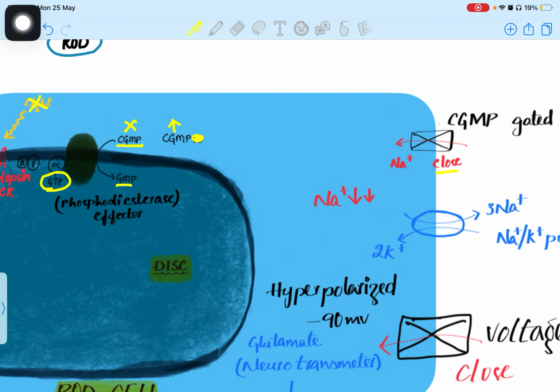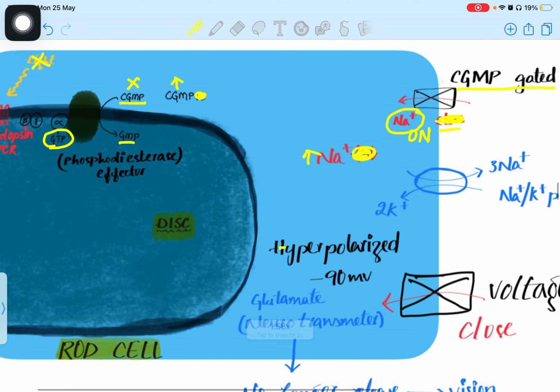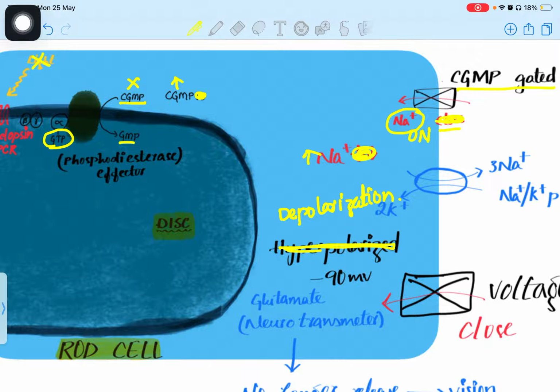Because of all this, the cGMP-gated sodium channels are open. You can say they are on. In this on condition, sodium will be increasing and not decreasing here. So the hyperpolarization is not happening in this condition. There is depolarization. The depolarization condition will occur.